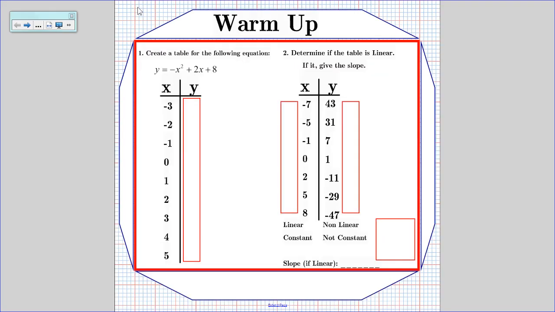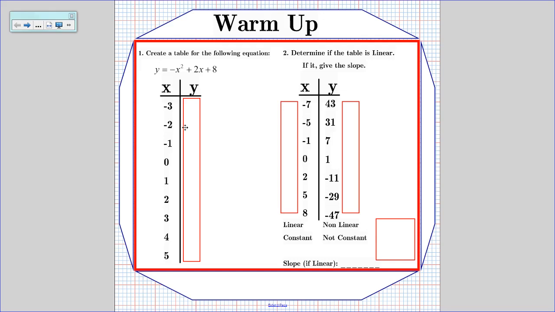Here's a quick warm-up for you to do in order to be ready to fully understand a lot of these topics. So take some time now, pause the video, and see if you can 1. Create a table for the following equation, and 2. Determine if the table is linear. If you're having trouble with determining if the table is linear, see my earlier video, checking for linearity. Alright, so give the video a pause and give these a try.